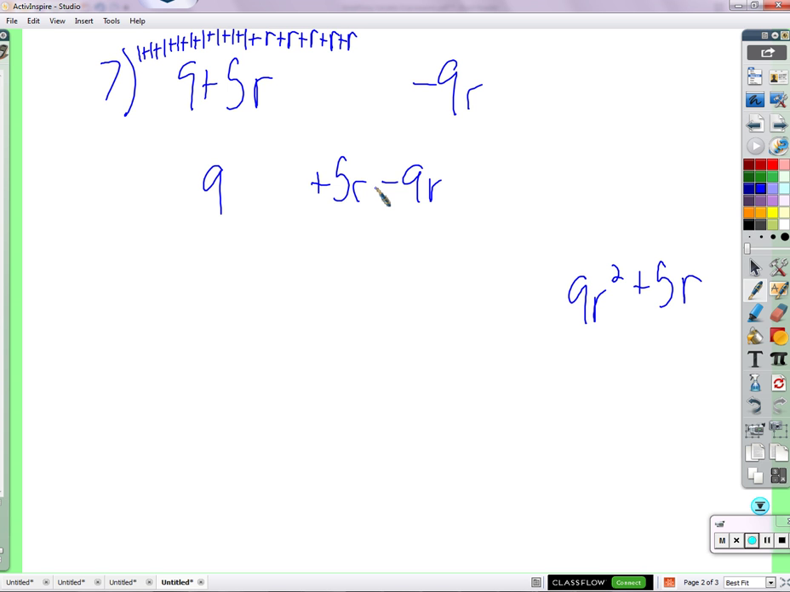9 negative r's. Right. So I put these 5 r's with these 9 negative r's. What do I have? 4 negative r's. 4 negative r's minus 4r. That's it. I'm not going to put the 9 with the negative 4, for the same reason we didn't put the 9 plus 5r together.